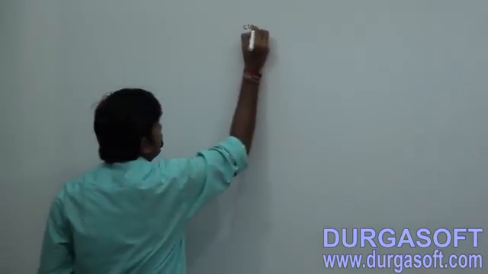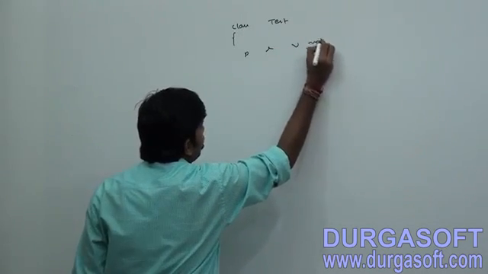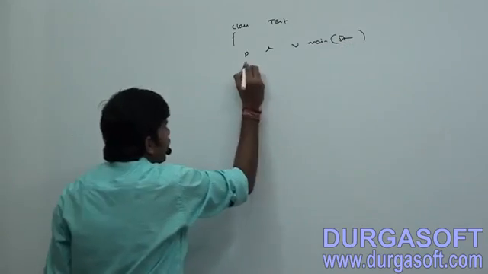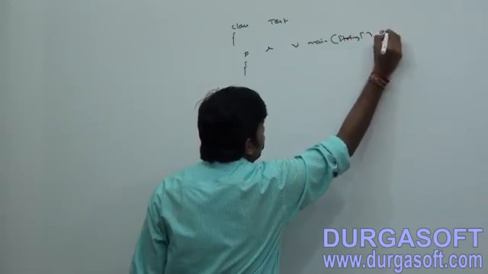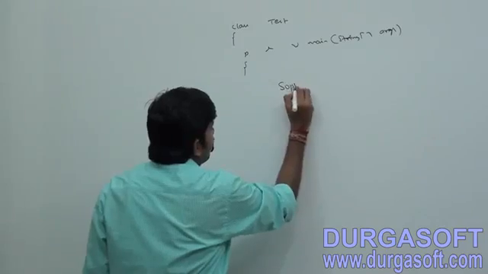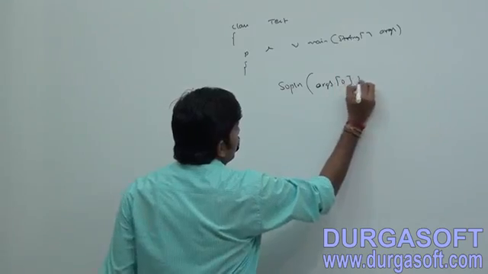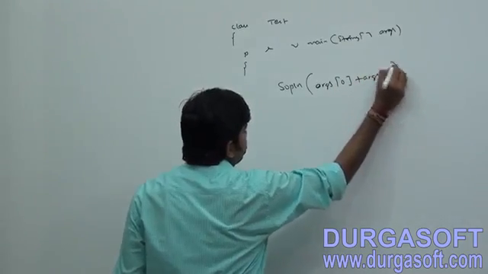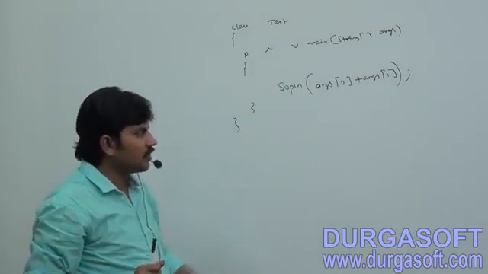Here just observe, I am taking Java. Class test, public static void main string array args. System.out.println args of 0 plus args of 1, like this I am taking.